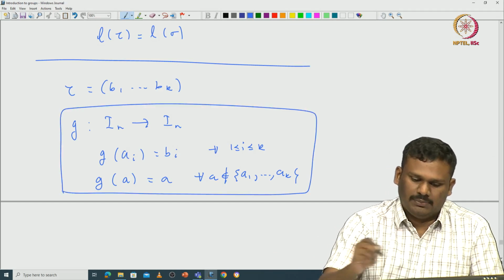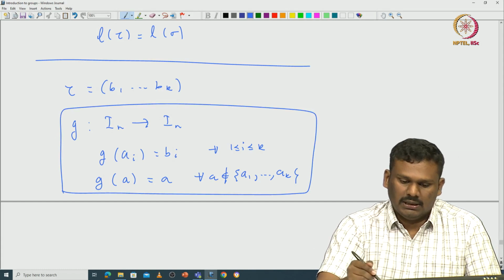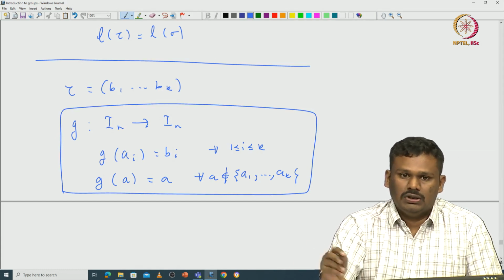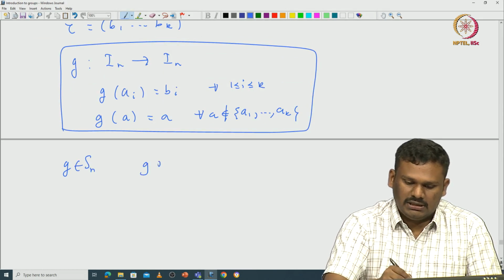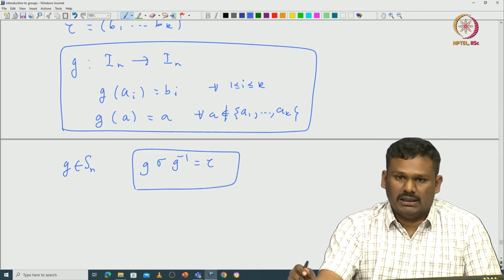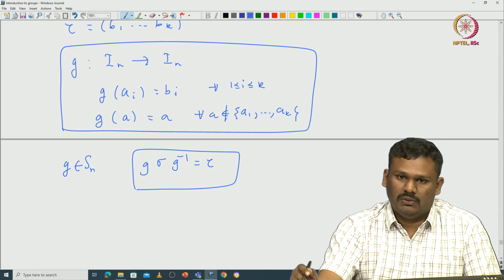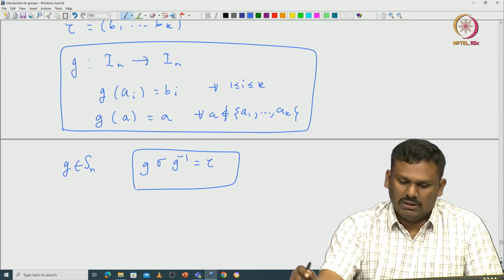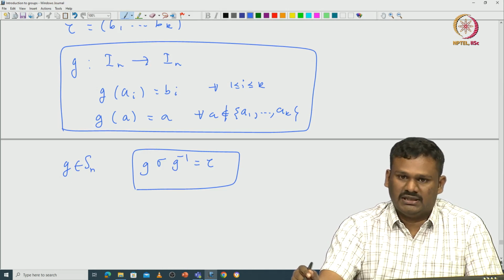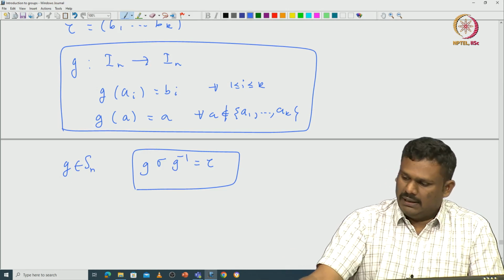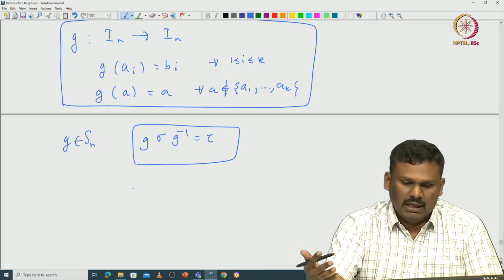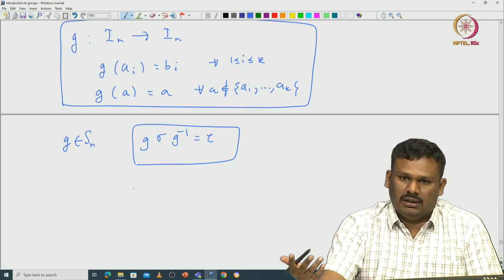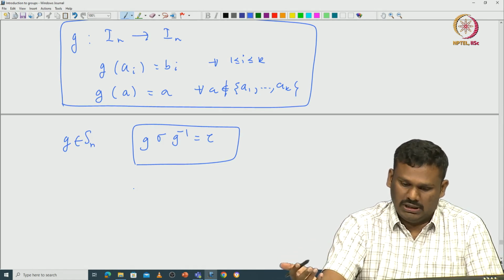So, obviously this is a permutation, because the number of b_i's is also k. So, now g is inside your S_n, and it is clear that g sigma g inverse is going to be tau using the earlier calculation, because g sigma g inverse is going to be the cycle g of a_1 through g of a_k. That is exactly the tau which is b_1 through b_k. So, this proves that if you take the conjugate of a cycle, that is again a cycle of the same length, and if you start with two cycles having the same length, they must be conjugate.